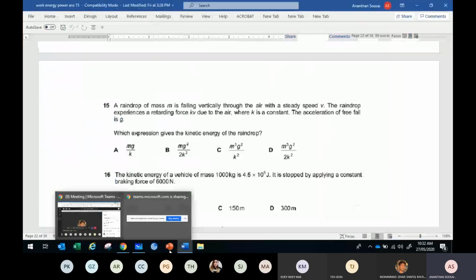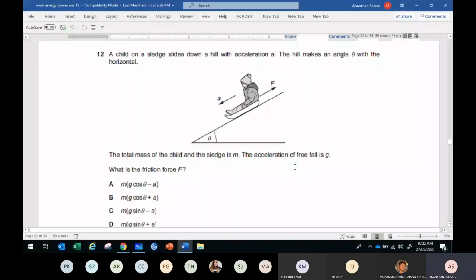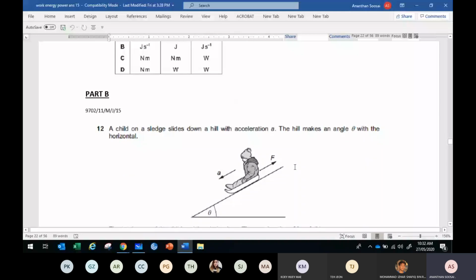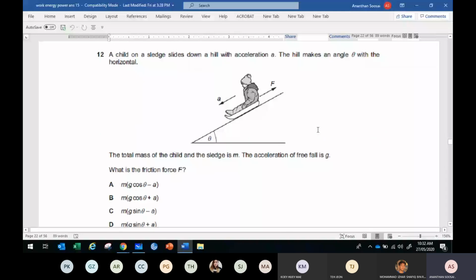Okay, this question, 12. This is part B. Part B means I jumped the years. This is the 2015 paper, May June, paper 11. Okay, come on, give a try. 1 minute for you. Work done by the thrust equals gain in EP, gain in EK, heat.